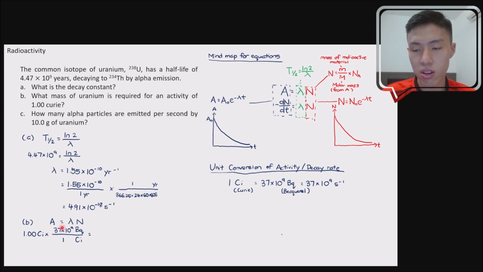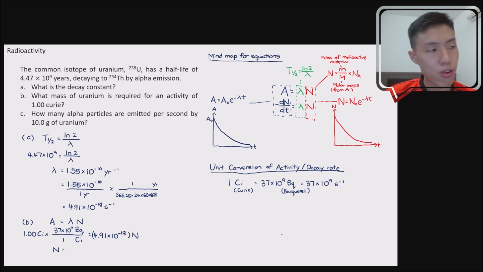So we have settled the conversion of activity to be in the unit of per second. We have to make sure we keep the time unit consistent by using per second for lambda. If you put in per year, that is where your time unit starts to be inconsistent and you get a wrong answer. Okay, so this is lambda. You can calculate N from here.